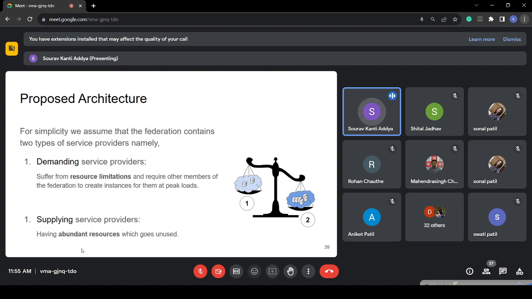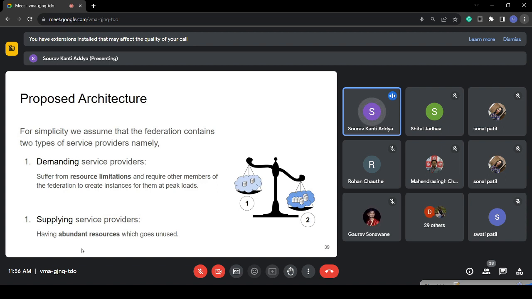In this architecture, I will not explain in detail, but I will explain how to map this one. There are basically two kinds of service provider: one is the demanding service provider, and the other is the supplying service provider.